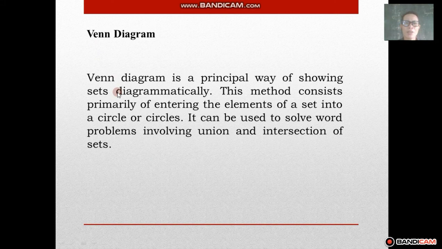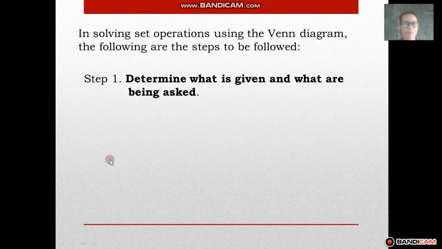Okay, what is Venn diagram? Venn diagram is a principal way of showing sets diagrammatically. This method consists primarily of entering the elements of a set into a circle or circles. It can be used to solve word problems involving a union and intersection of sets.